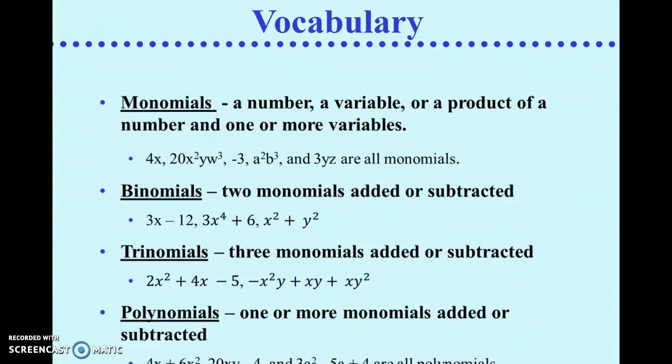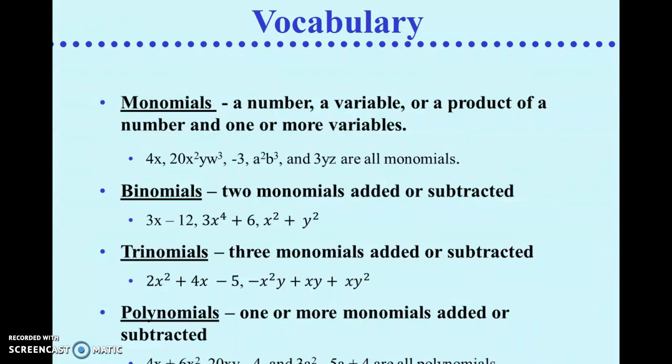Trinomials are three monomials added or subtracted. Again, you're going to see a plus or a minus in between the terms. So one example is 2x squared plus 4x minus 5. That is a trinomial. And then the next one, negative x squared y plus xy plus xy squared. Notice they're not like terms. That is a trinomial. You cannot combine those. They don't have the same exponents.